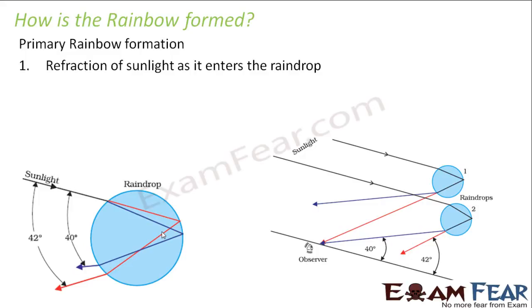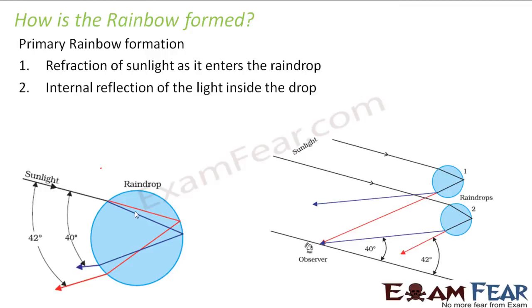So what happens when this sunlight enters the raindrop? Refraction takes place. As you can see in this figure, this is the sunlight which is entering the raindrop. So refraction will take place. Now sunlight is white light. So as it enters the raindrop, it gets dispersed into the different colors. You can see that the red end and the violet end get deviated by different angles because they have different wavelengths and they are entering a medium of different refractive index. So refraction of sunlight takes place.